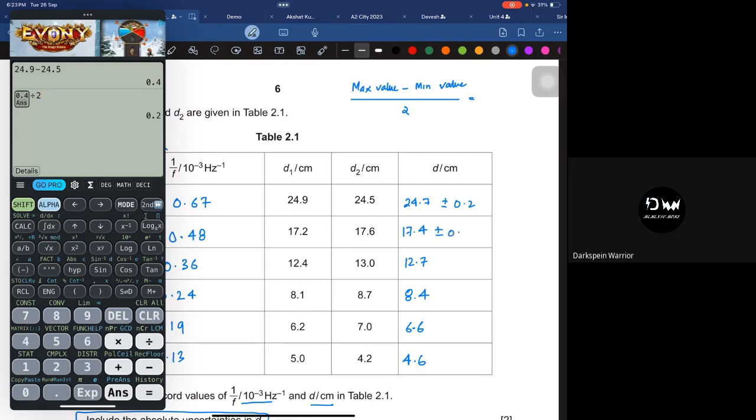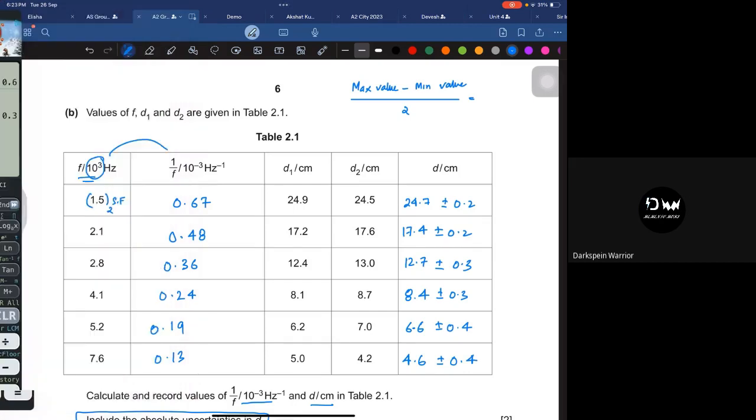In this one, I don't know if it's the same or not. Let me check. 13 minus 12.4 and divide by 2, 0.3. This one is also 0.3. You can check from the calculator as well. This one, I think it's 0.4. And this one is 0.4 as well. Can you please confirm, everyone?